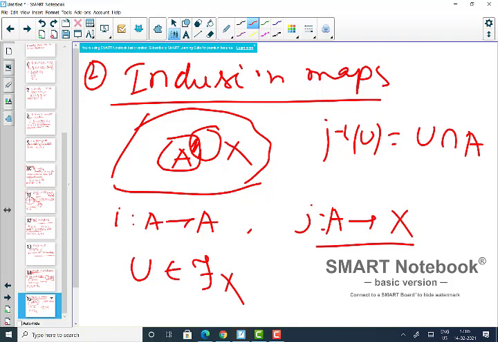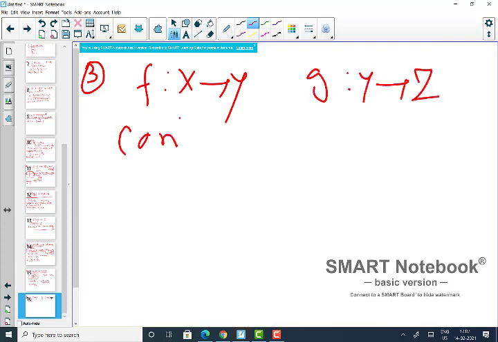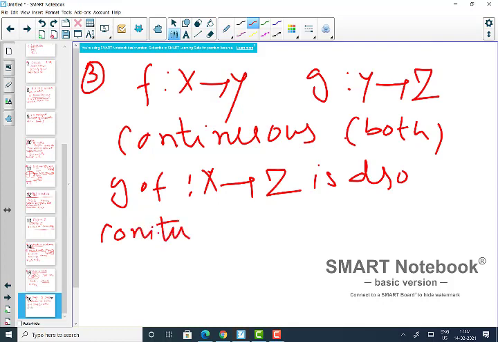Similarly, you can define the composition of two maps. The composition of two continuous maps is also continuous, and this is obvious. Suppose you have a continuous map like this and a map like this, both continuous. Then obviously the composition from X to Z is also continuous.